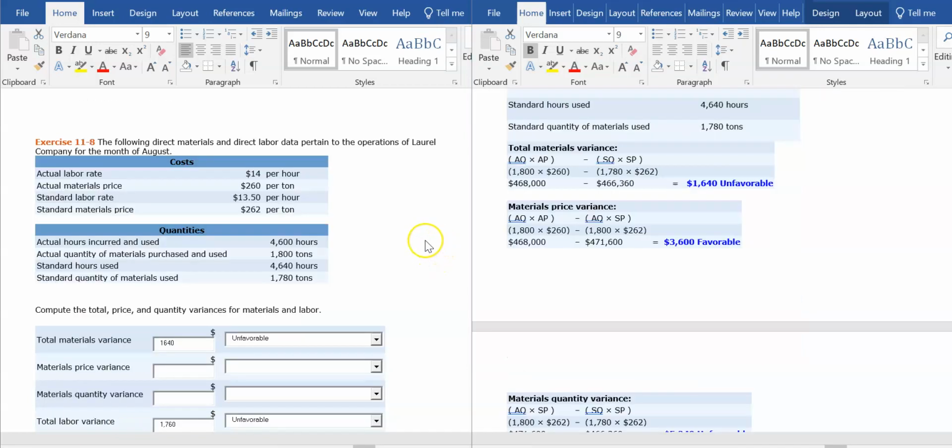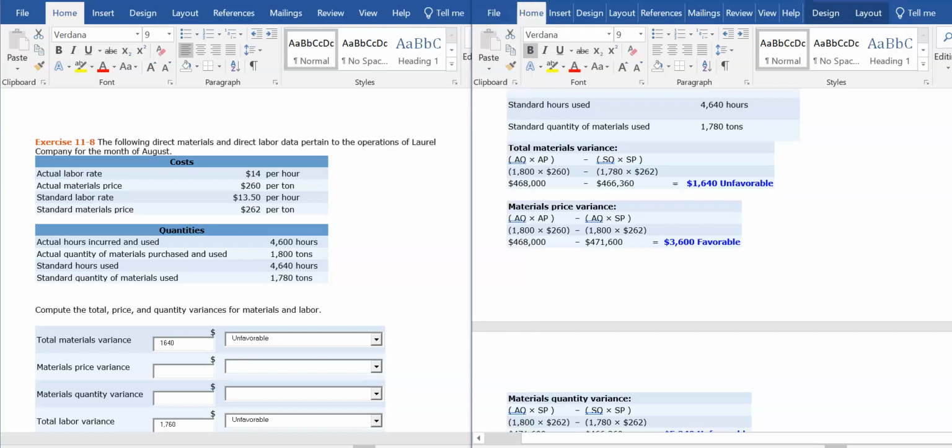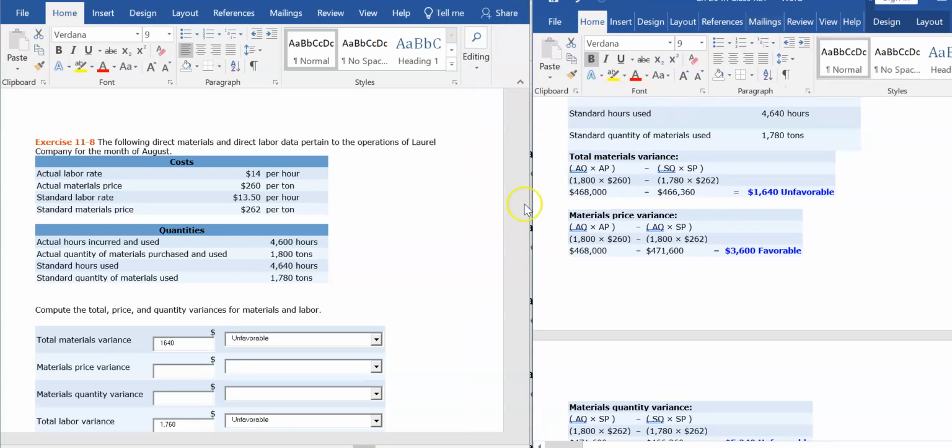What we can now do with those standards, once a company establishes them as part of the budgeting process, is calculate variances. By variances I mean they're going to be comparing standards to actual cost incurred per unit.